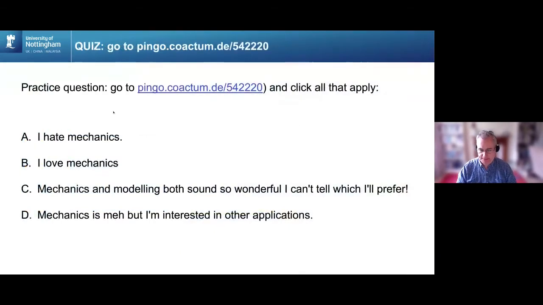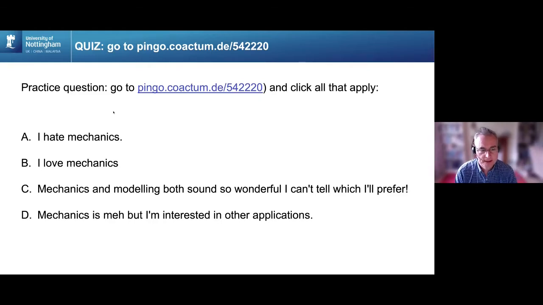Now, before we get started, as we said, there are some quizzes coming up, so I'd like to have a practice session first. So you should, in the chat, have some links to a Pingo quiz. So if you go to pingo.coactum.de and you click on that link, you should, I hope, now be able to give your response to the quiz. So you can tell me how much you love or hate mechanics.